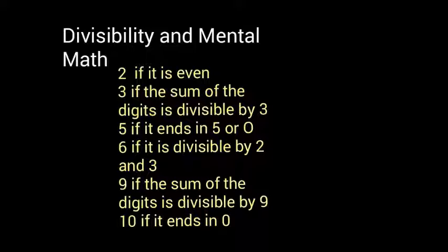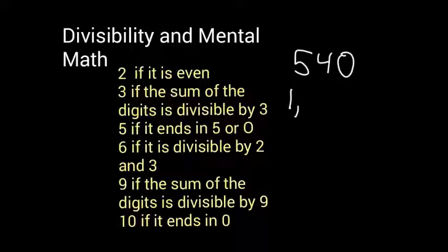So let's use these to test some numbers. Let's say we have the number 540. We're going to test which numbers it is divisible by. The first number you can always have for divisible is 1. I didn't include that rule because 1 can go into every number.